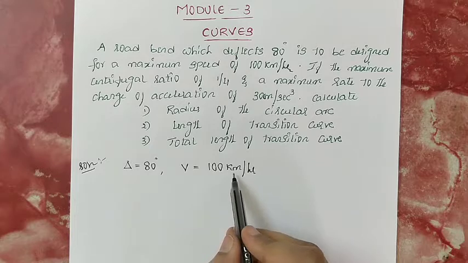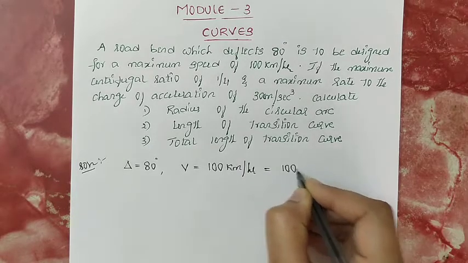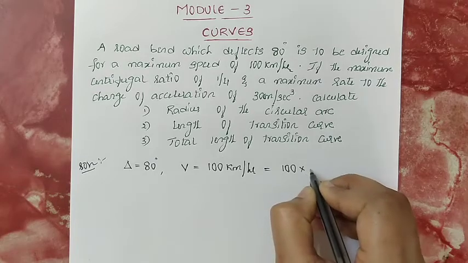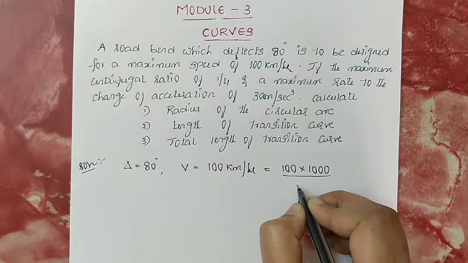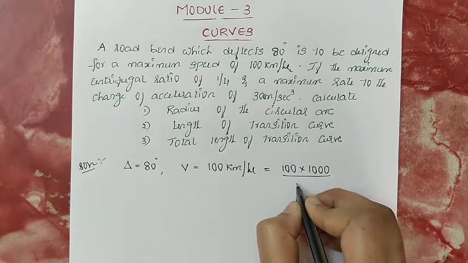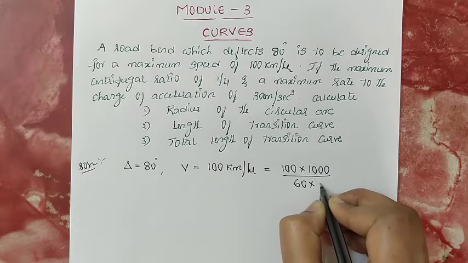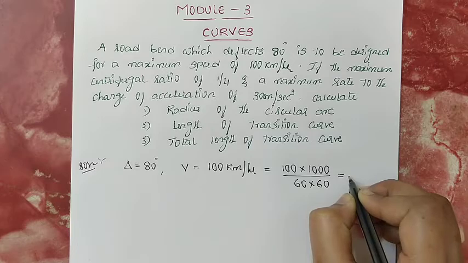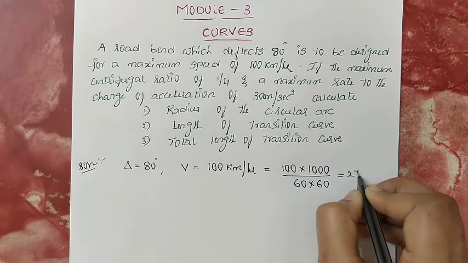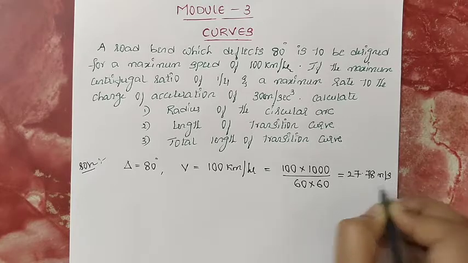Convert that speed from kilometer per hour to meter per second. That is 100, 1 kilometer is equal to 1000 meter, divided by, convert that hour in terms of seconds. 1 hour consists of 60 minutes, 1 minute is equal to 60 seconds. Upon simplification, you will get the speed as 27.78 meter per second.